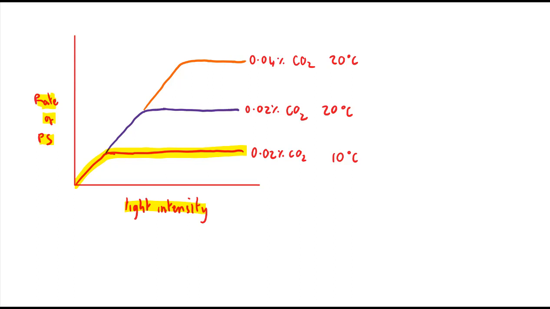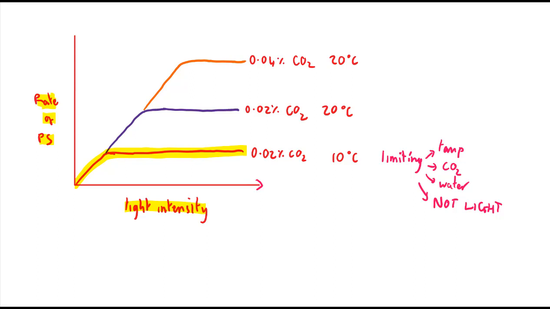So we could say here that our limiting factors could be temperature, carbon dioxide, or they might be water. But it is not light. And the reason for that is we're continually increasing light intensity, and it has no effect on the rate of photosynthesis. So what we do next is we look at the second curve.